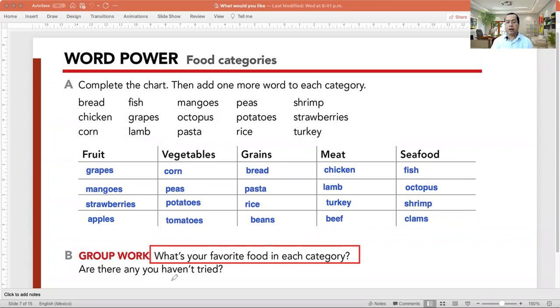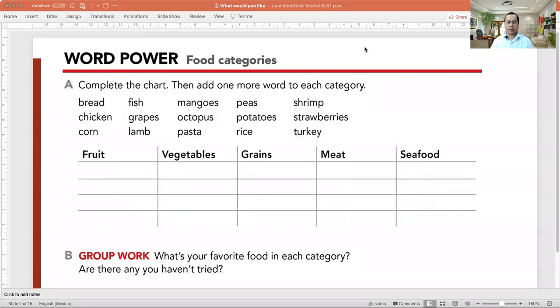Now, have you tried any of this food before? Of course, everybody has tried any of this food. When we say, have you tried, has probado, has comido, and you say, yes, I have, of course. Okay, yeah. Now, thank you for helping me do this.